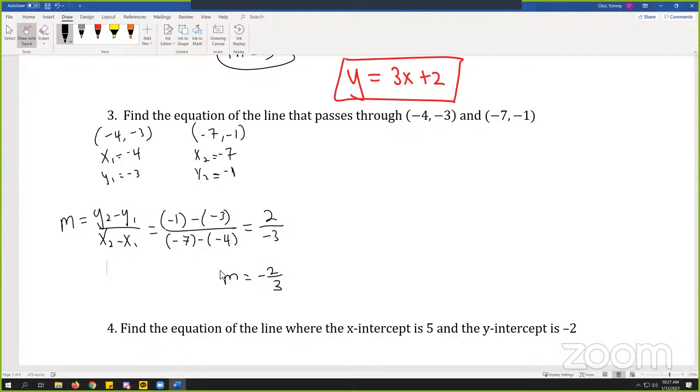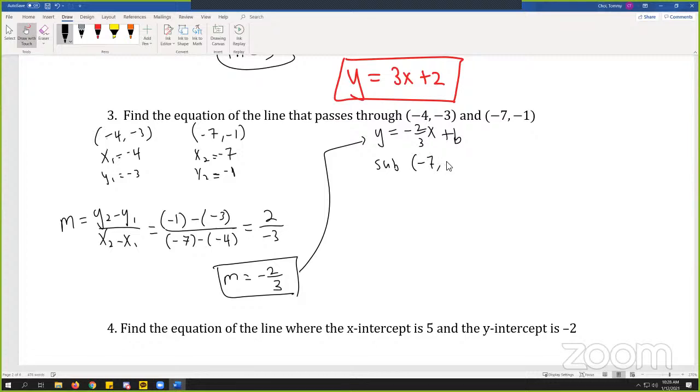So now we're working with a fraction slope. Scary. But it doesn't change anything. The process is still the same, just solving it is going to get a little bit more complicated. So we have our current equation, y equals -2 over 3x plus b. And we're going to substitute in one of our points. So let's substitute in, for example, the -7 and -1.